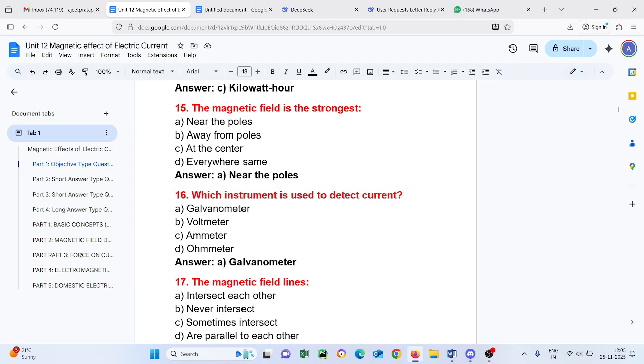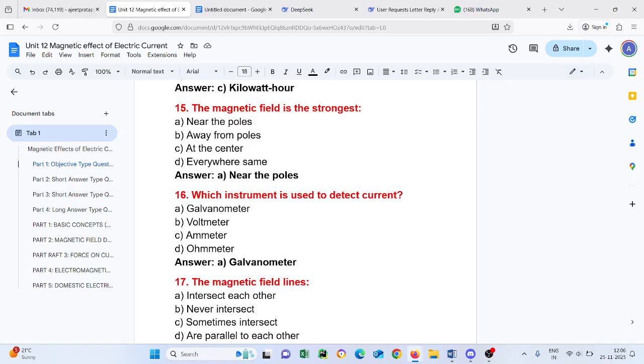Question number 16: which instrument is used to detect current? A galvanometer, B voltmeter, C ammeter, D ohmmeter. The answer is galvanometer.